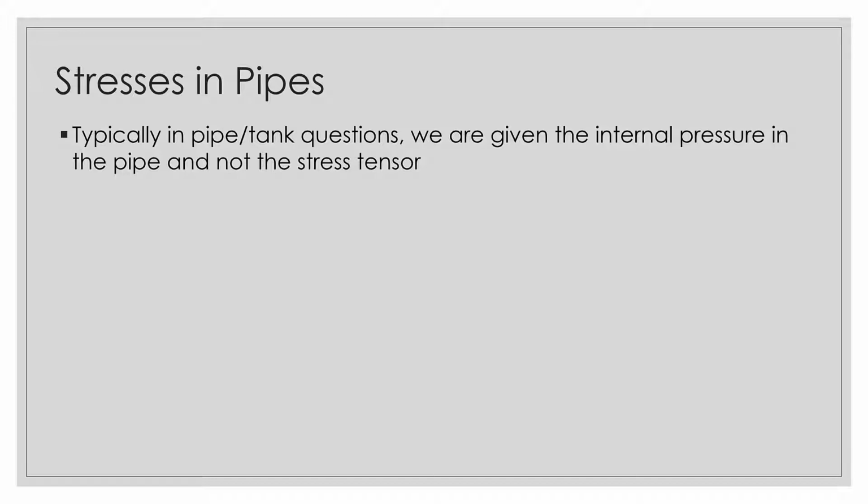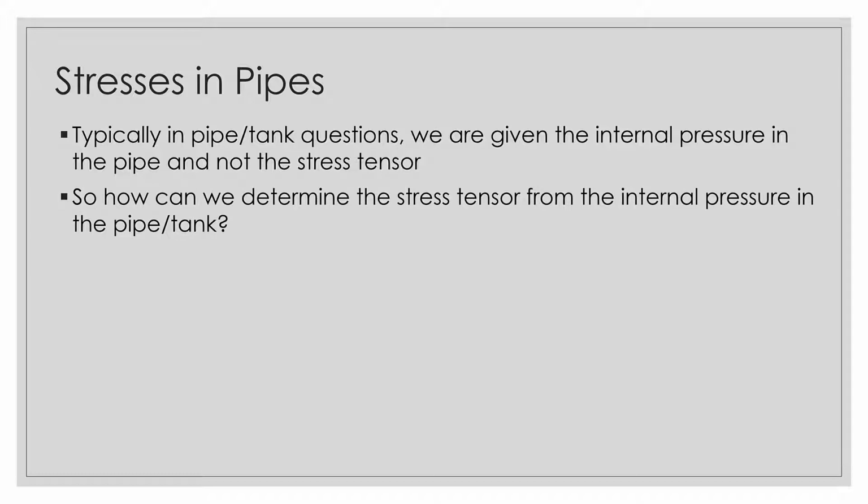When we go to pipe or tank questions, this is exactly the case, because instead of the stress tensor, we are typically given the internal pressure of the pipe or the tank. Now the question becomes: if I know this internal pressure, how can I find that stress tensor? Because once I have that stress tensor, everything opens up. I can find the strains, I can find the von Mises stress, everything like that. But without that stress tensor, I have no idea what to do. The answer to this is that it depends on the condition that we're given.